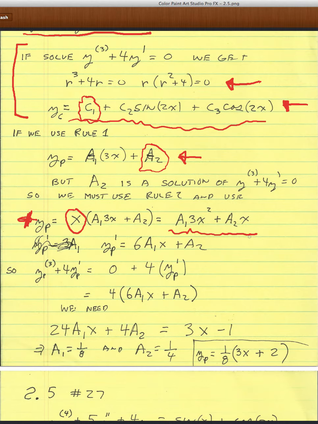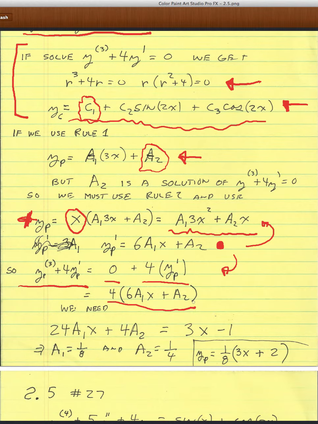It'll be some constant a1 times 3x squared plus some constant a2 times x. Following through, on this next line I'm calculating the derivative of y sub p as I've illustrated up on this line. Then I'm going to plug that into our differential equation: y sub p, the third derivative of it, plus 4 times the first derivative. Well, the third derivative of our particular solution is 0. So we have 0 plus 4 times y sub p, which is equal to this.